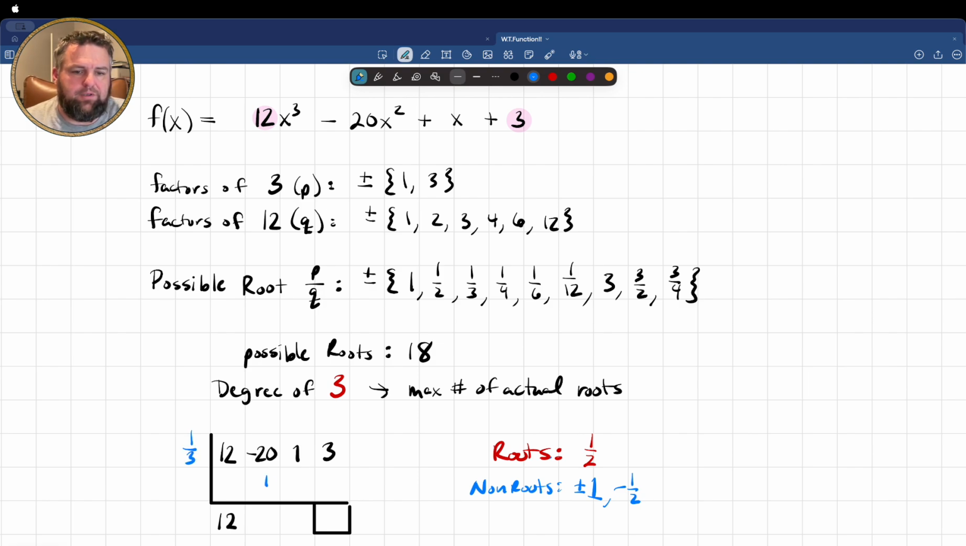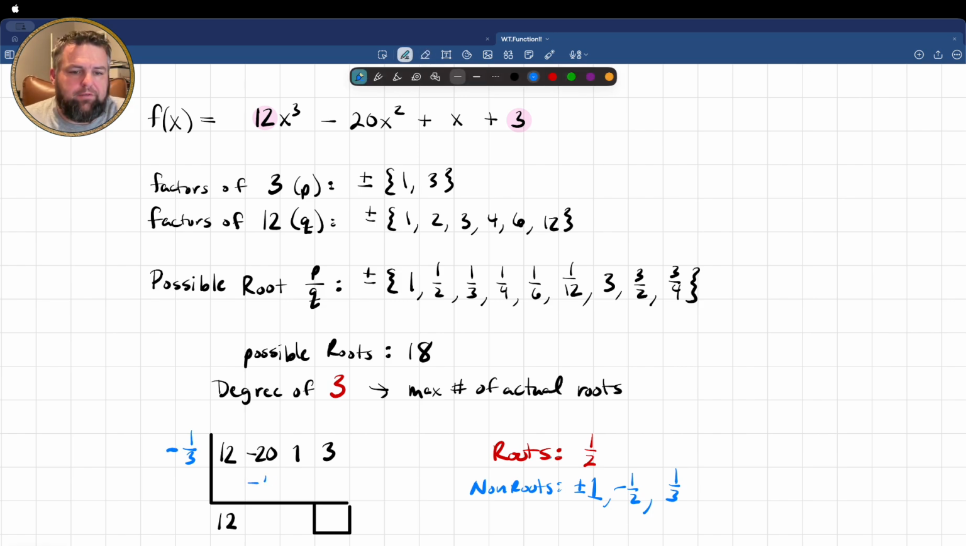1/3 of 12 is 4. Negative 20 and 4 is negative 16. That's going to be negative 16 thirds. And let's see, 3/3 negative, so it'll be negative 13 thirds. And the threes are going to cancel. This is going to leave us with negative 13. And then we'll have negative 10. So 1/3 is not a root. Let's test negative 1/3.